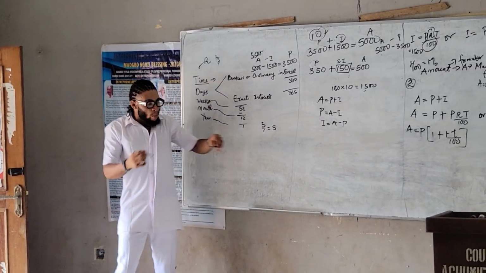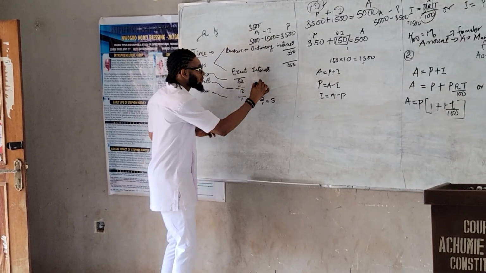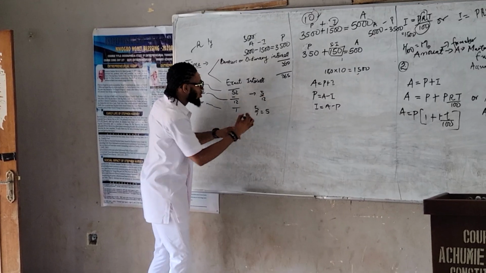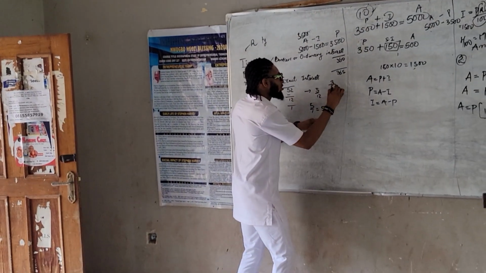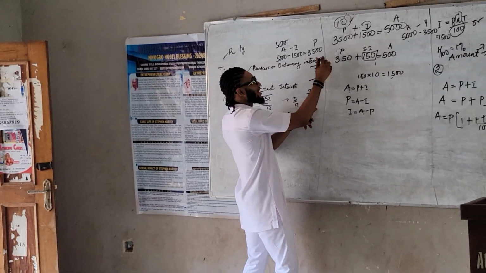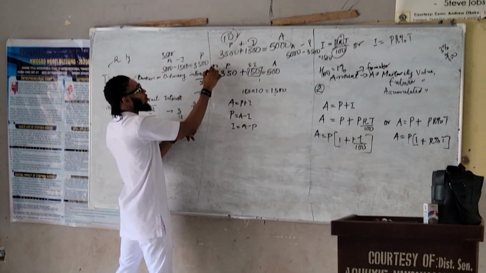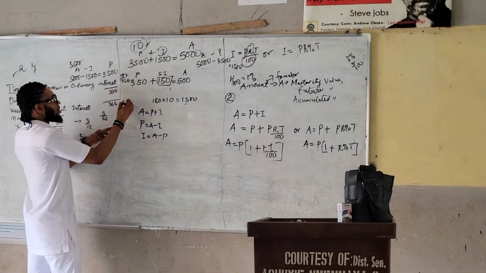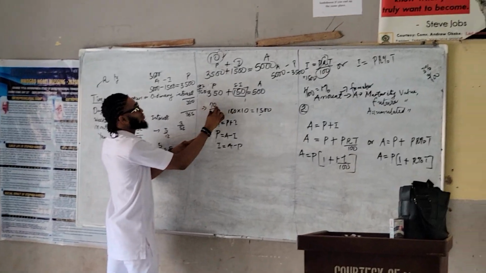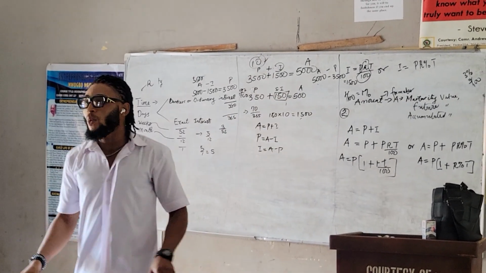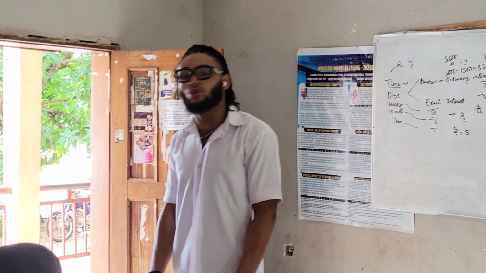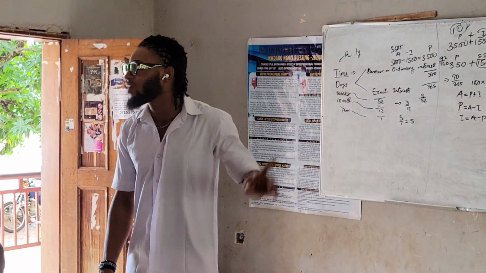Are you seeing it now? But if they tell you 5 months, it's going to be 5 over 12. If they tell you 3 weeks, it will be 3 over 52. If they tell you according to ordinary interest, they say 92 days, it will be 92 over 360. If it is 70 days, it is 70 over 360. That is all. You are done with the major things about this course. It's simply this. Ask your questions.